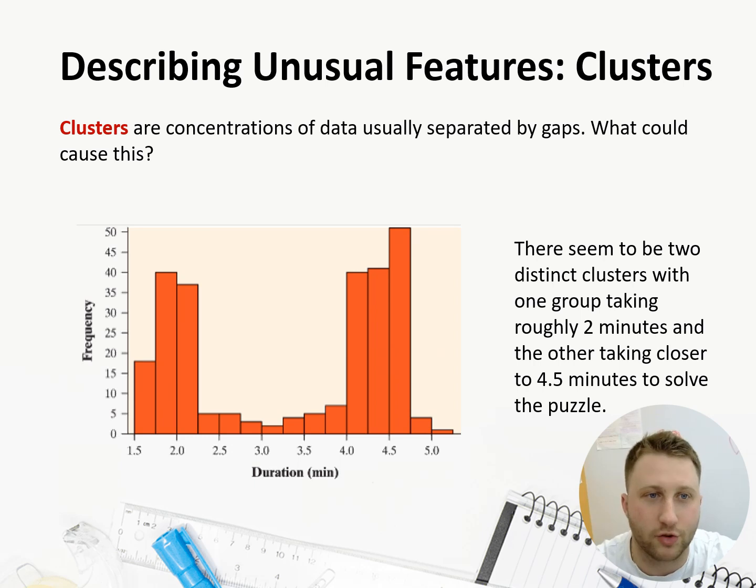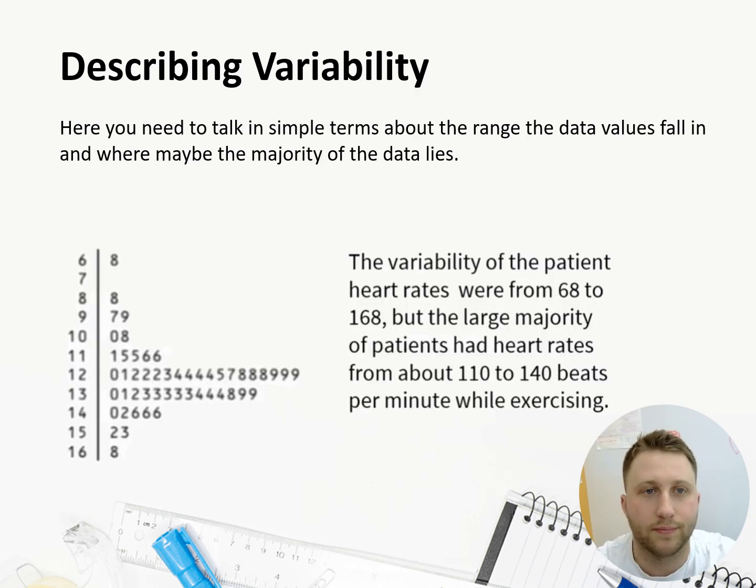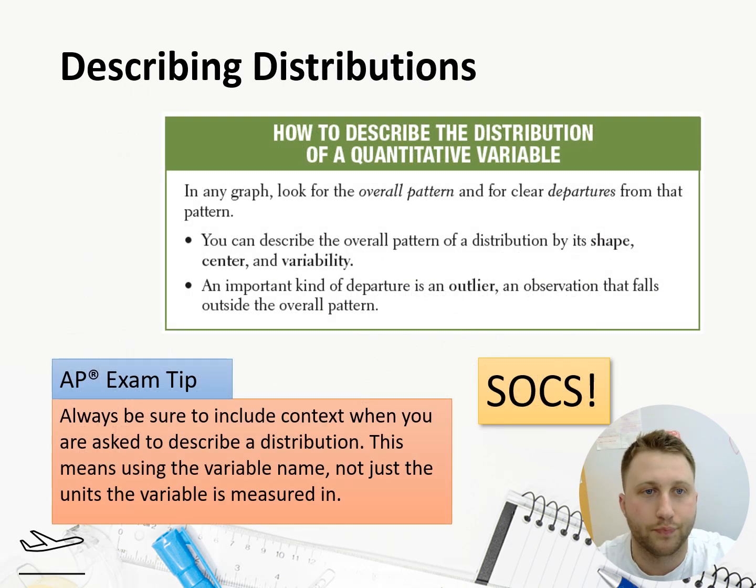Speaking about clusters, these are just concentrations of data that are usually separated by gaps, but could also be separated by just low concentrations of data. Finally, we talk about spread or variability, and at this point, you'd learn that the range is the most typical way to describe variability. Of course, later on in the course, we're going to learn better measures of variability or spread than the range.